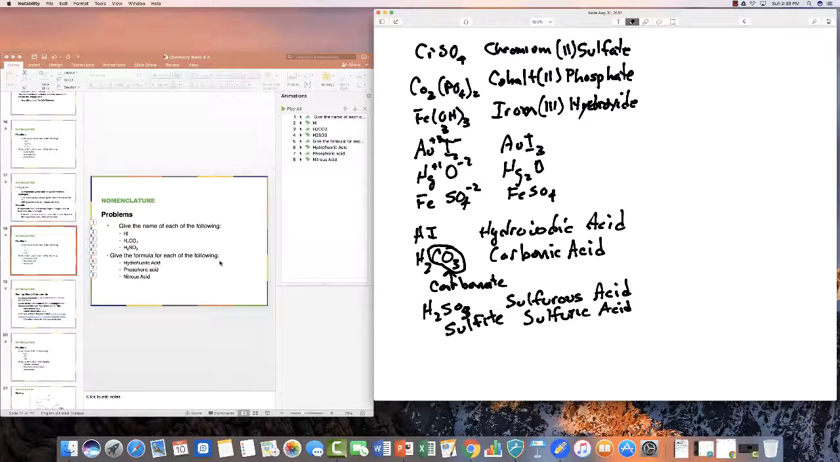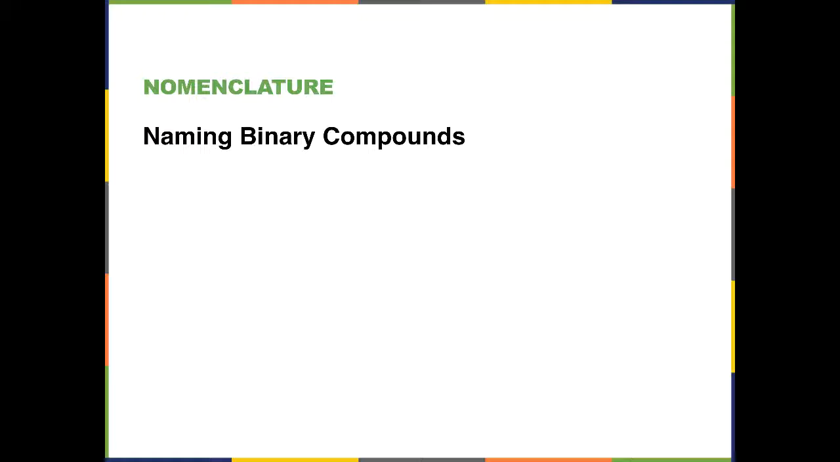Give the formula for each of the following. Hydrofluoric acid, HF. Phosphoric acid, phosphate is PO4. It's -3, so you need 3 hydrogens to balance that -3. So H3PO4 is phosphoric acid. Nitrous acid is the NO2 minus group, so it's HNO2.